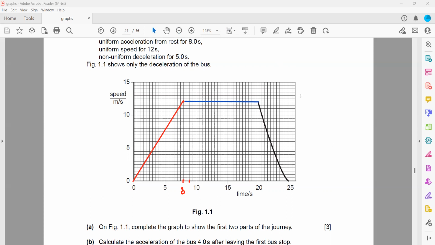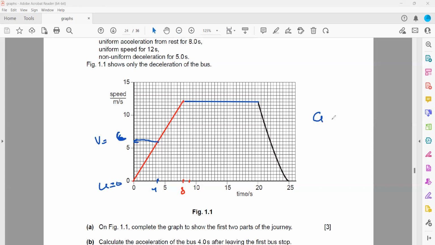Then calculate the acceleration of the bus for the first 4 seconds. So how can we calculate the acceleration? This is 4 seconds. So when it is 4 seconds, what is the speed? That is 6. So the final speed is 6. Initial speed is 0 and the time interval is 4.